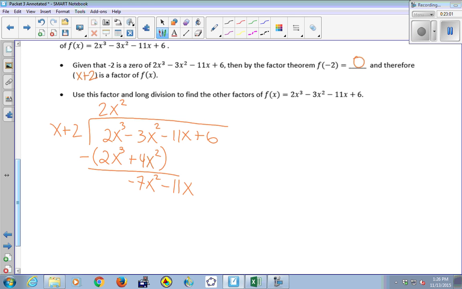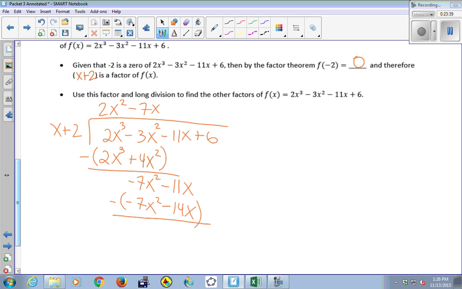And then you start again. You go back to your x plus 2. We just look at the x. You say, what do I multiply x by to make negative 7x squared? Negative 7x. And then multiply x plus 2 times negative 7x. So negative 7x times x is negative 7x squared. Negative 7x times 2 is negative 14x, and subtract. Negative 7x squared minus negative 7x squared is 0.